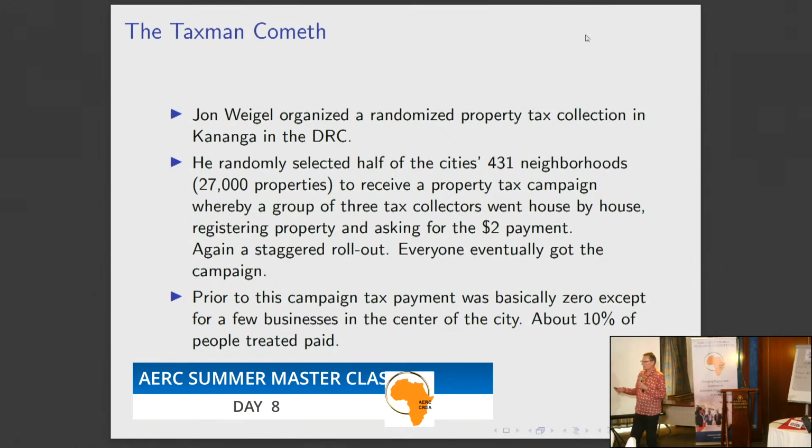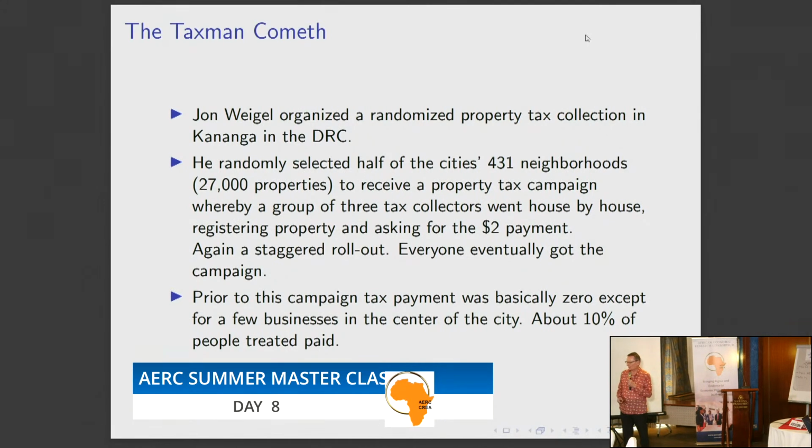So this property tax campaign was that the governor agreed to hire tax collectors who would go round to every house, after you randomly select half the neighborhoods. The property tax collectors go around house by house. They create a kind of spreadsheet of all the properties. They give you a tax number and write it. If you go around Kananga now, it's written on the houses with chalk or something on the door. And they ask for $2. It's a modest amount of property tax on a normal house, okay?